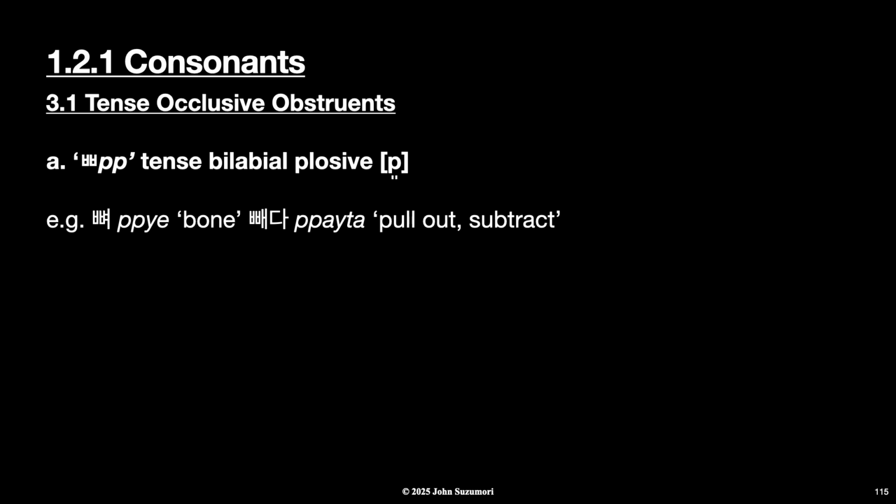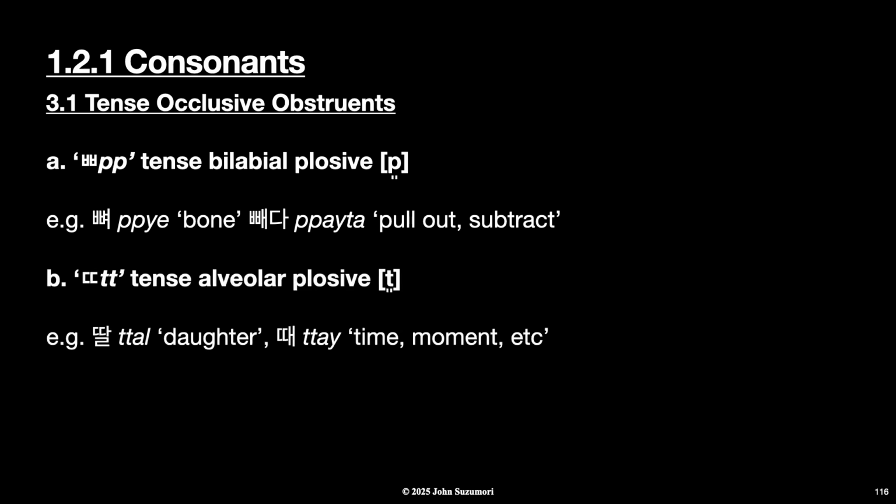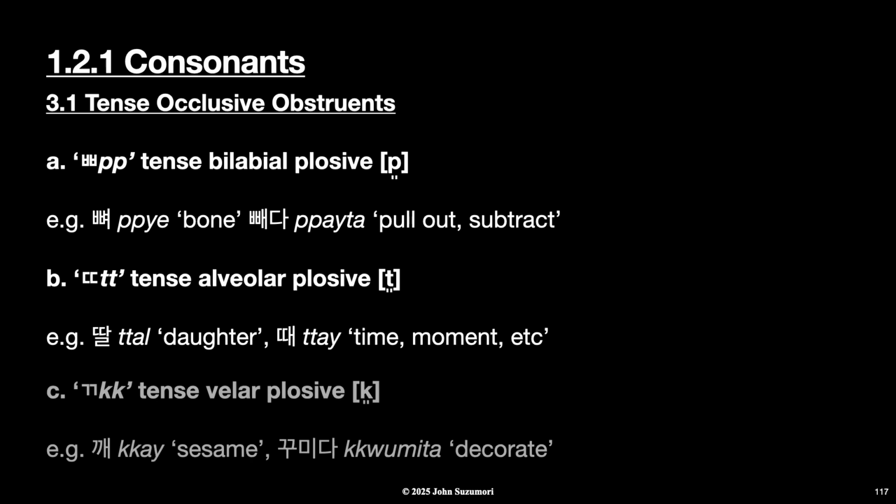쌍비읍 can be heard in Korean words such as 뼈, meaning bone, and 빼다, a verb meaning pull out or subtract, etc. 쌍디귿 in Korean words like 딸, meaning daughter, 때, meaning time, moment, etc. 쌍기역 in Korean words such as 깨, meaning sesame, and 꾸미다, a verb meaning to decorate.